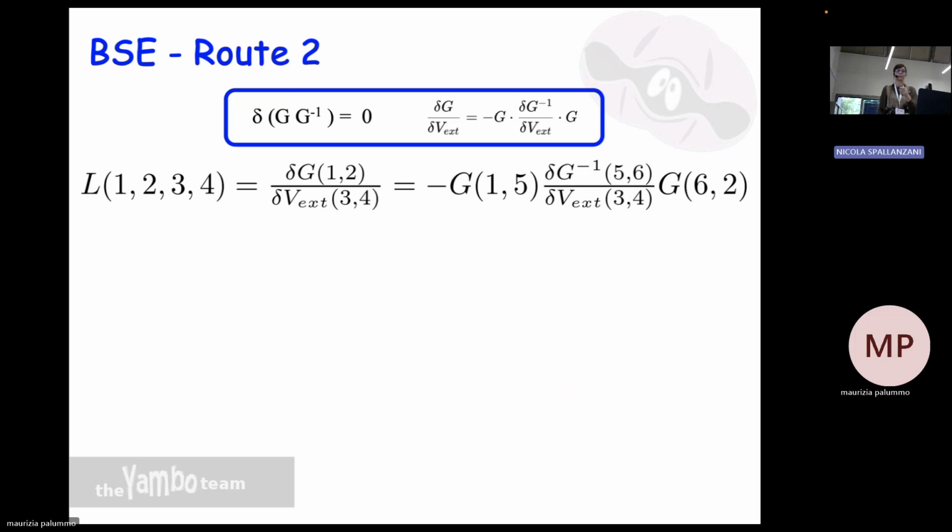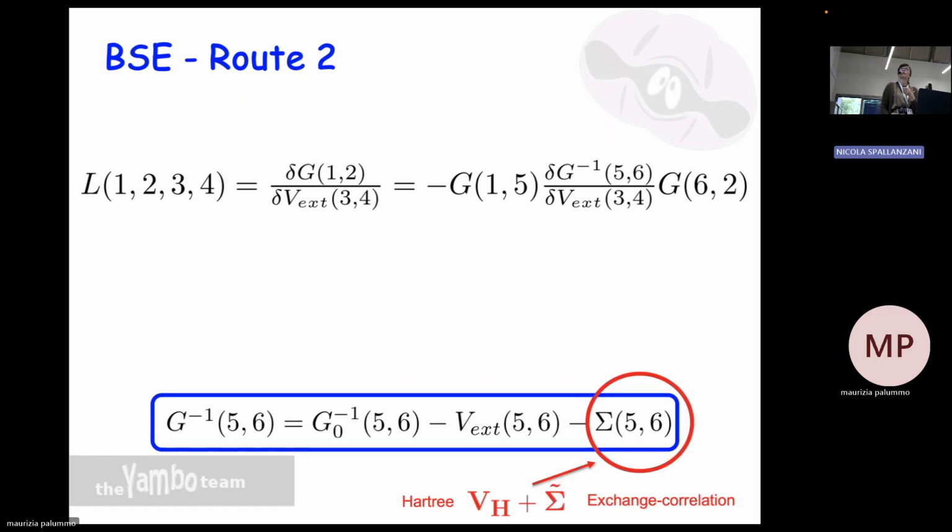Let's see how to derive the same equation. You start with this L, defined by this functional derivative. You know that the functional derivative of G G minus 1 is equal to 0, so with a little mathematics you can demonstrate that this formula is also true. Then you substitute this into this equation here. So you do these two steps and you arrive at this.